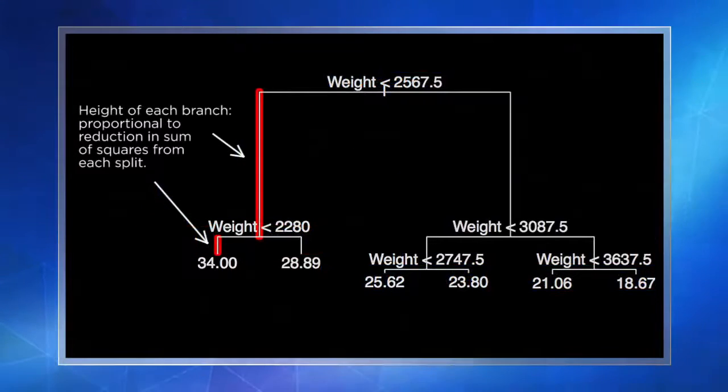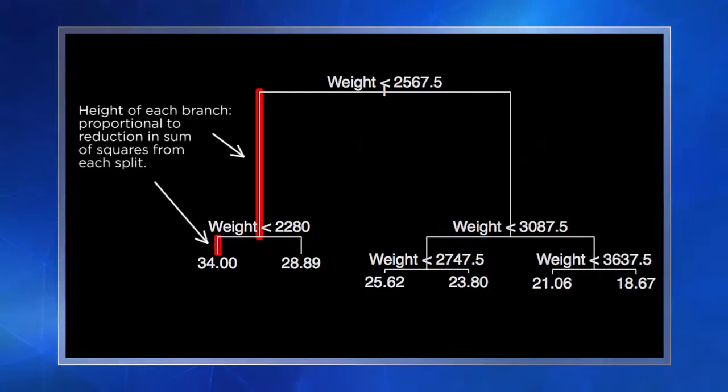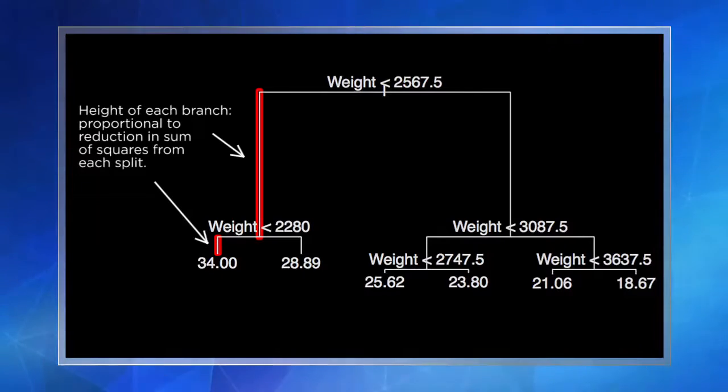So the height of each branch is actually proportional to the reduction in the sum of squares once we do that split. Now for classic regression trees, the local model is the average of all the values in the last terminal node. And now the flexibility of a tree, in other words, its ability to help us correctly classify data, depends on how many leaves it has. In fact, one question is, how large should we grow our tree?